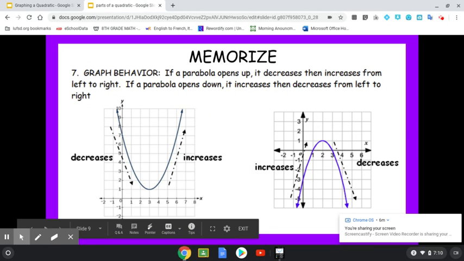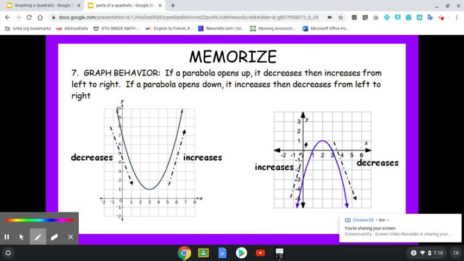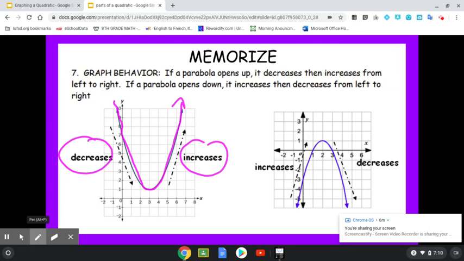And then one other thing you're going to need to memorize is your graph behavior. If you go from left to right on your graph, if you watch this color, it's going down, and then it hits the turning point or the vertex and then it starts to go up. So that just means it decreases, then increases, where if it's opening downward, it increases, hits a max point, and then turns and decreases. So that's what we call graph behavior.